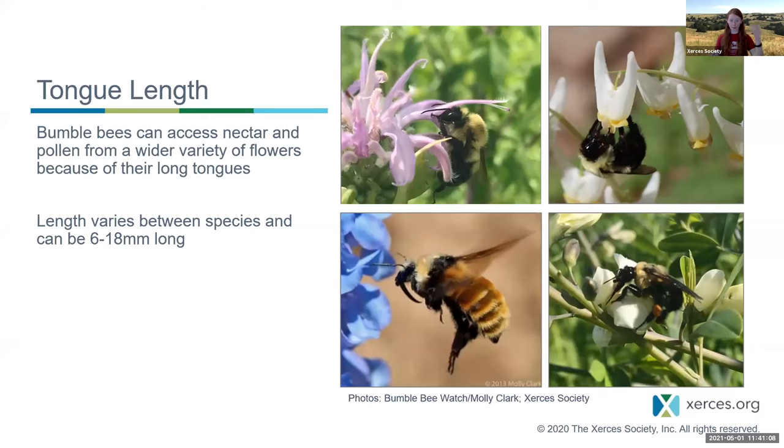The next thing is their tongue length. Bumblebees being long tongues, they're able to access a wider variety of flowers because they can reach all the way back into what we call floral spurs. Some plants on the landscape have these really deep petals that hold the nectar that pollinators have to access if they're going to pollinate it. These bees can use their long tongue and reach all the way back into the plant to grab that reward. Some of their tongue lengths can be between 6 and 18 millimeters long. If you look right here, this is a bumblebee tongue, and these bumblebees are reaching their tongue all the way back into these plants here.